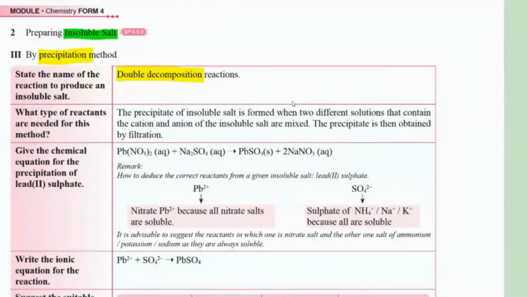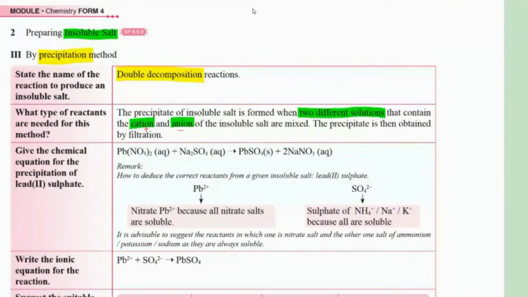The precipitate of insoluble salt is formed when two different solutions that contain the cations and anions of the insoluble salt are mixed. The precipitate is then obtained by filtration, class. Meaning that you have to get two different solutions containing the cations and anions, the positive ions and the negative ions of the insoluble salt.